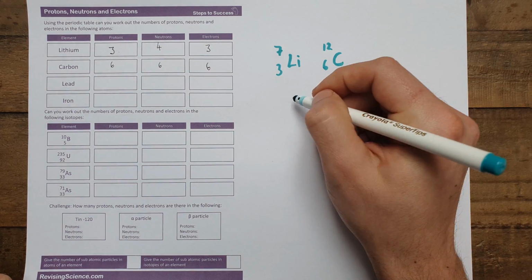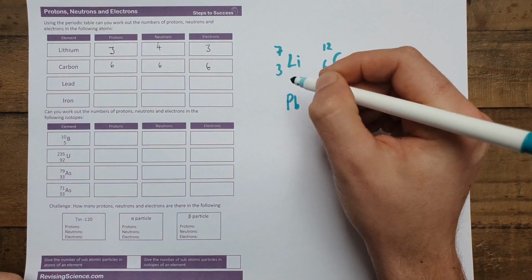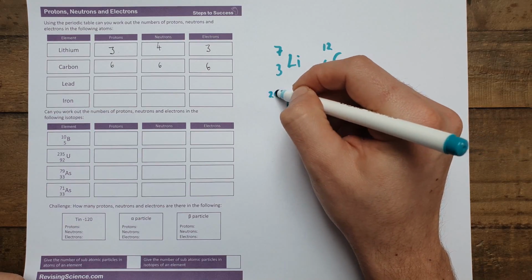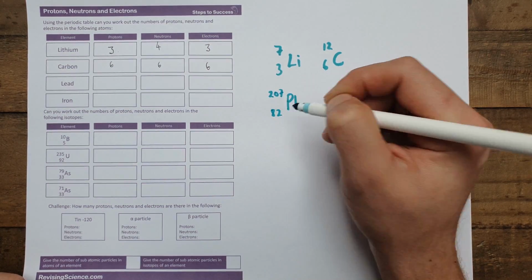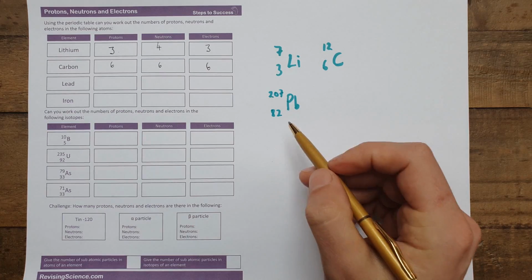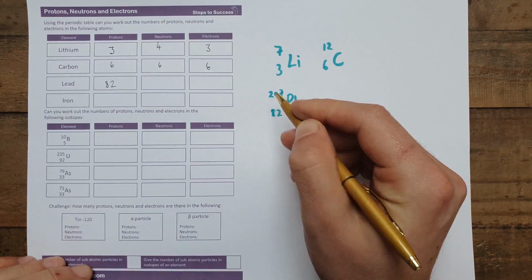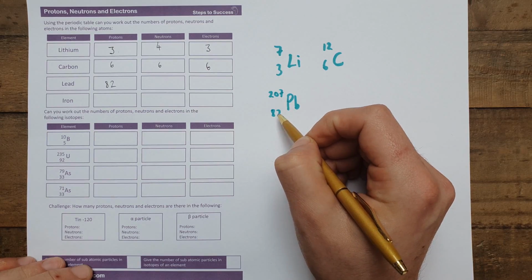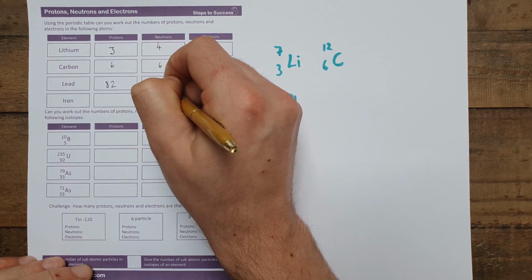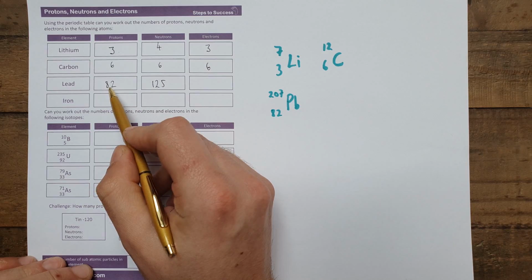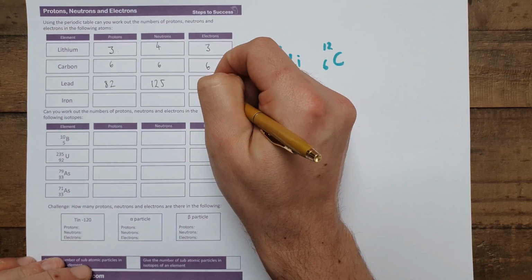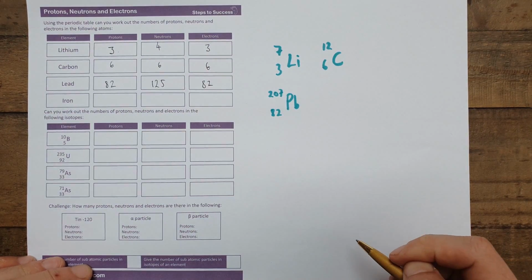Next one, lead, a little bit more tricky to find. Lead is Pb with the numbers 207 and 82. So at the bottom there is our proton number, so 82. I'm going to do 207 minus 82, which gives us the neutron number, which is 125. And similarly, the proton number is the same as the electron number, which is 82.